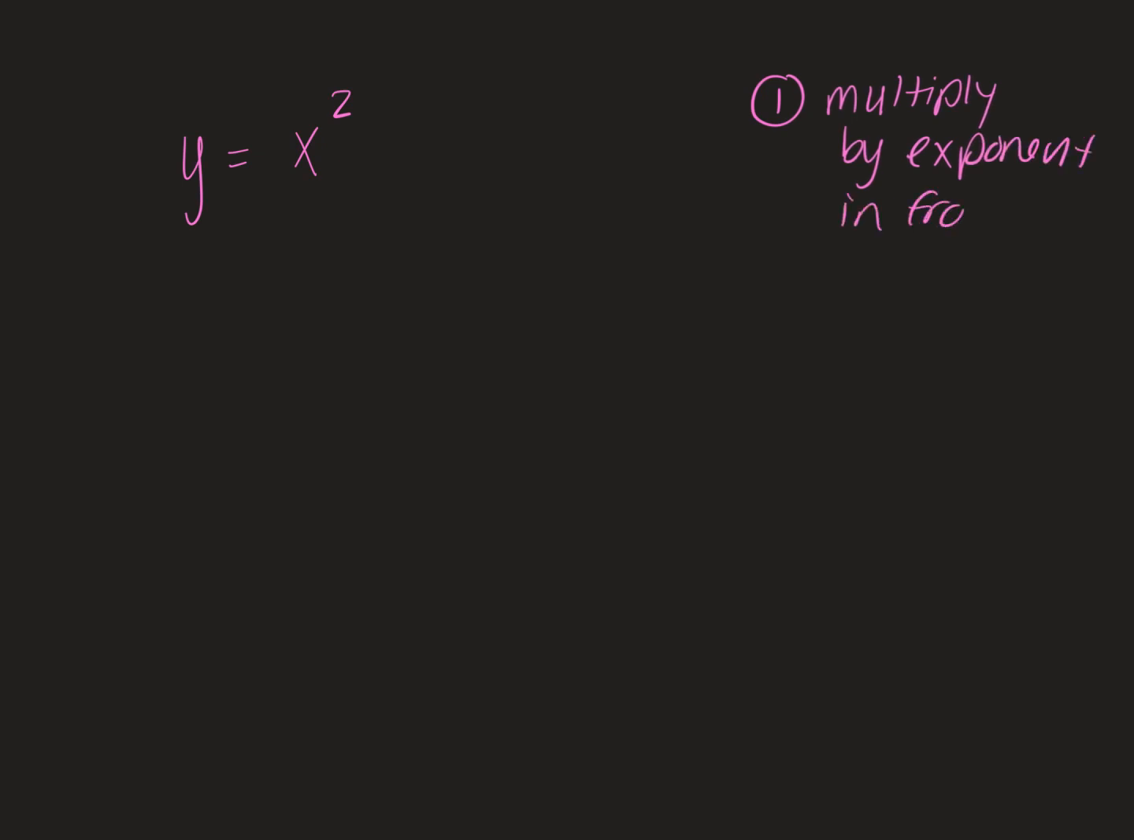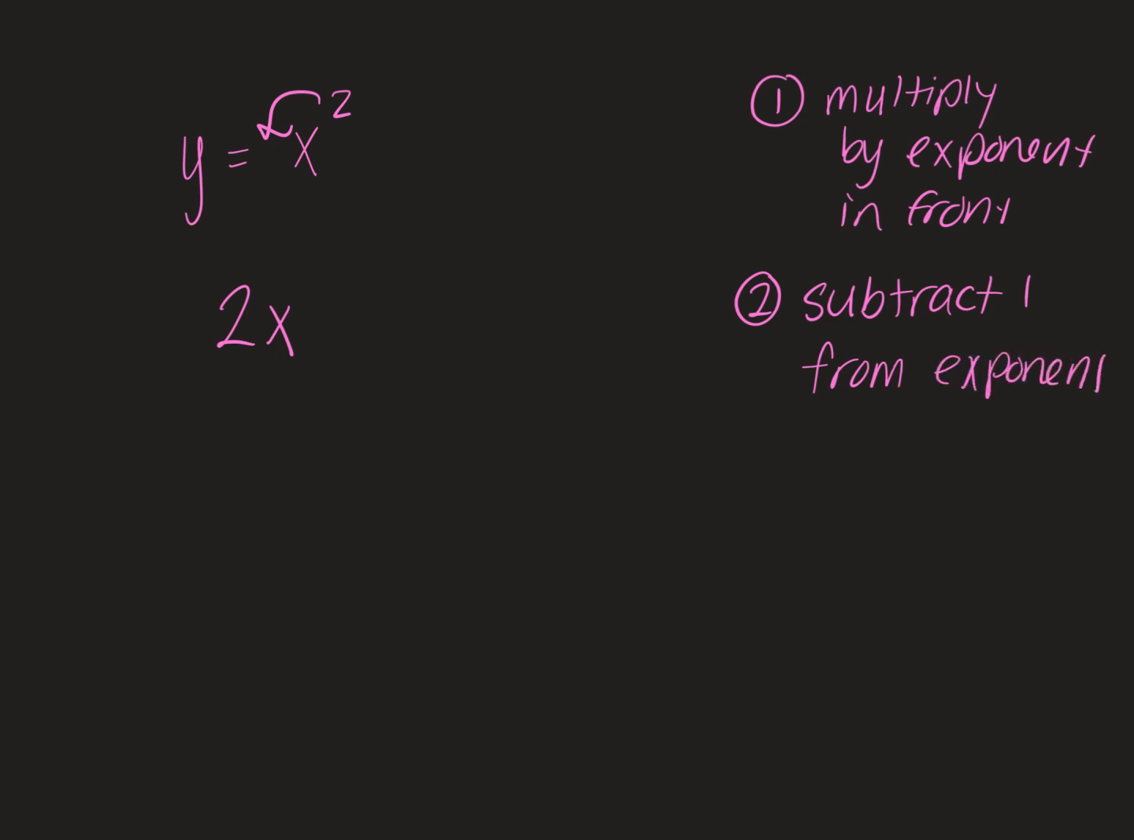So let's say that y equals x squared. So your first step, remember, is to multiply by the exponent in the front. Right, so then this 2 comes down and it becomes a 2x, and then you subtract 1 from the exponent. Right, so 2 minus 1 is just x to the first, so that is your derivative, y prime.